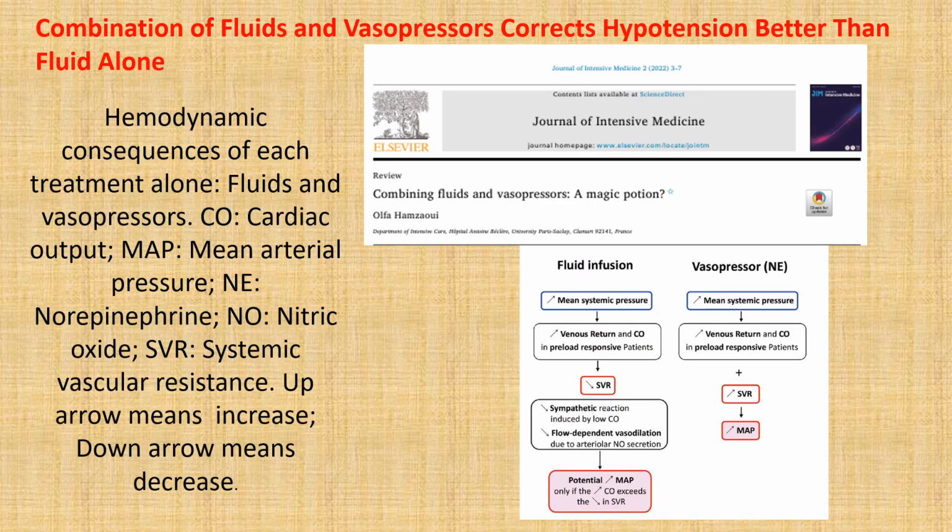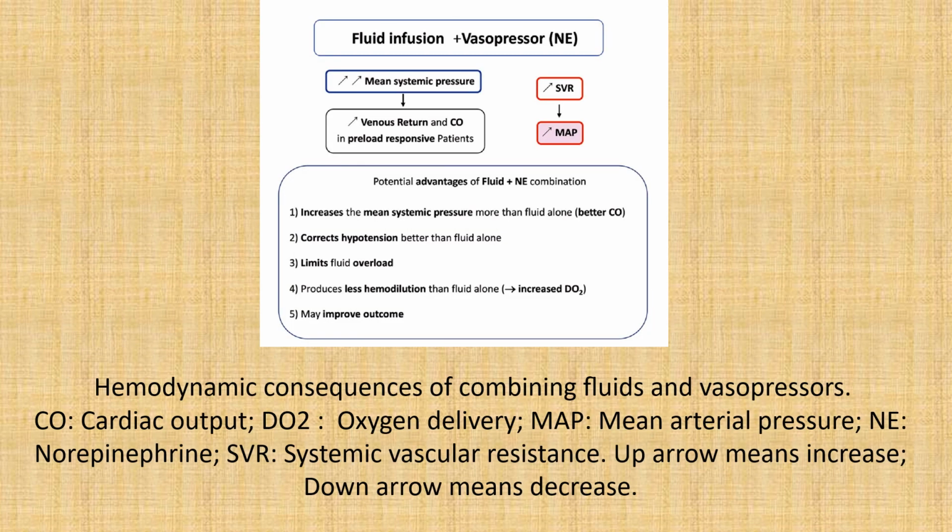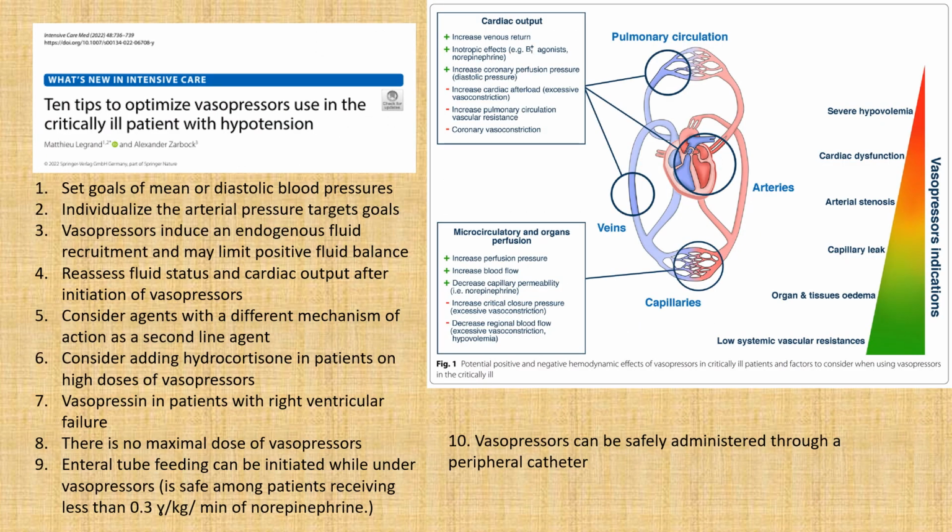Combining fluids with vasopressors can be more effective in managing hypotension than using fluids alone. Vasopressors help recruit endogenous fluids and maintain arterial pressure, enhancing hemodynamics. Hemodynamic consequences of combining fluids and vasopressors. Ten tips to optimize vasopressor use with hypotension, you can see in this interesting article.